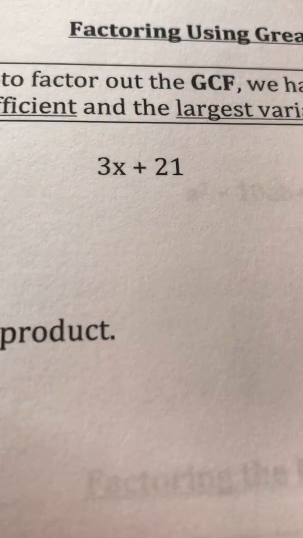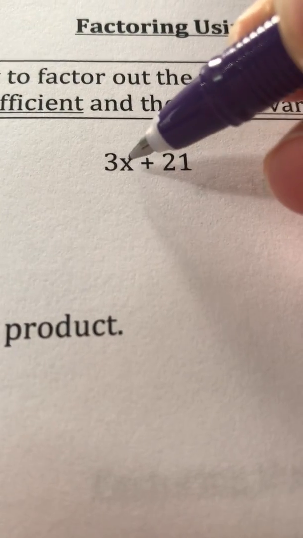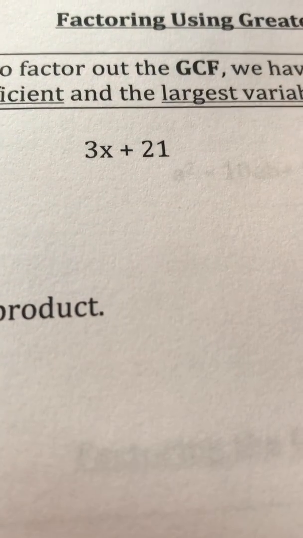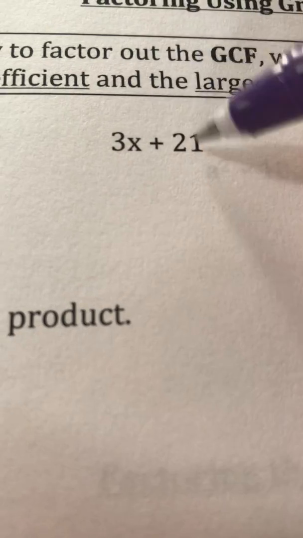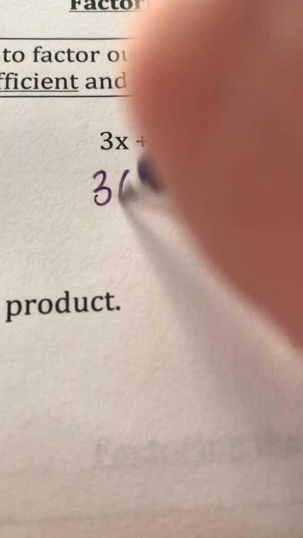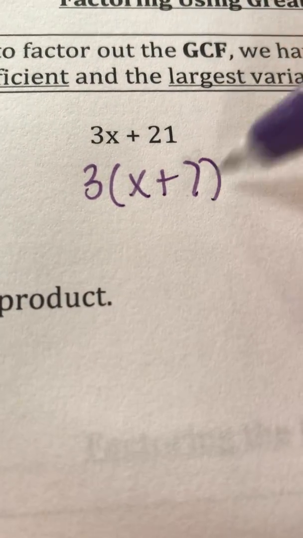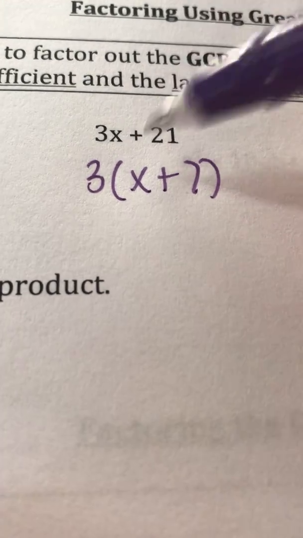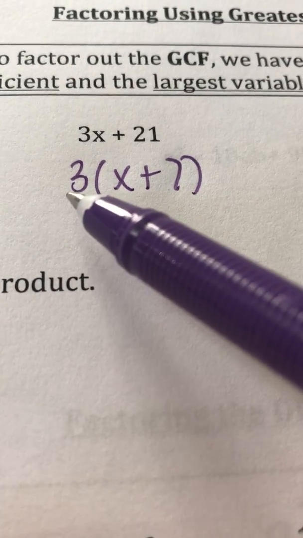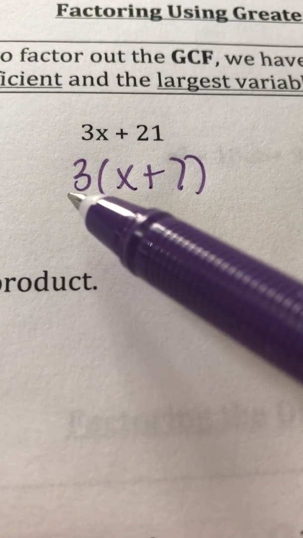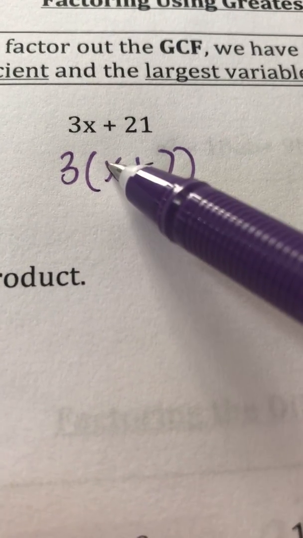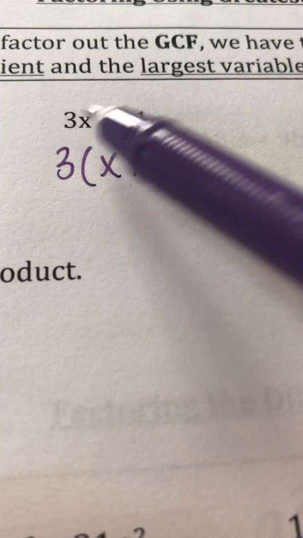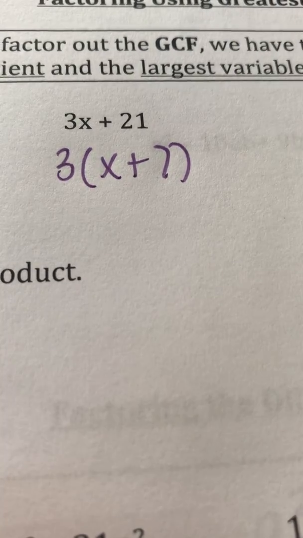For the next one, again, there's only an x in the first one. I look at my 3 and my 21, and I know that they have a common factor of 3, and I have x plus 7, okay? So when we're factoring it out, we pull it out to the front, and then you divide each part by whatever you factored out.